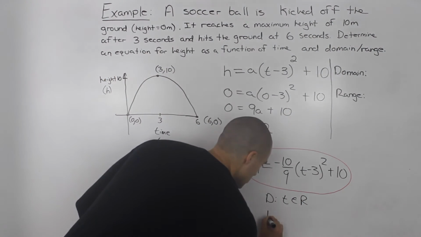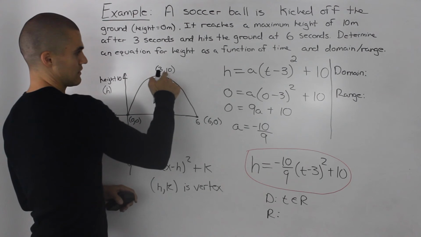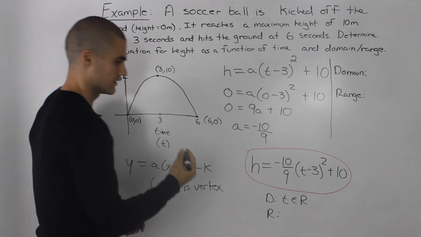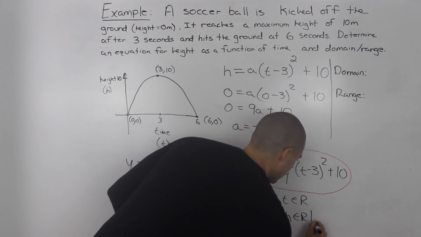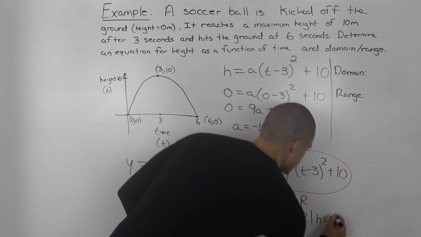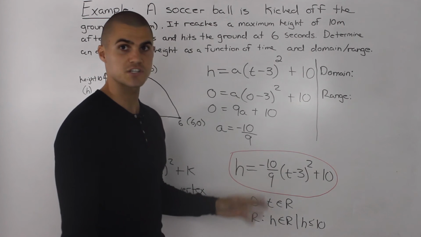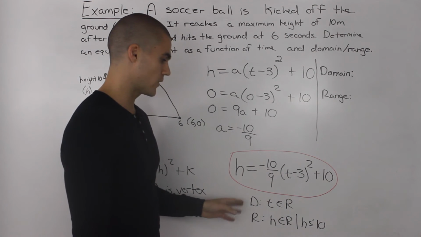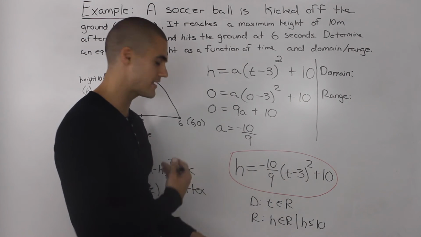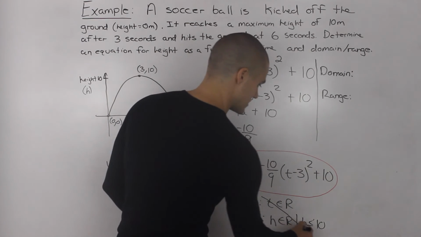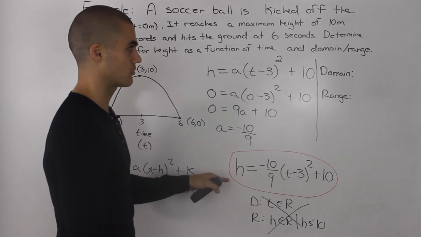And then the range would be all y values that are less than the vertex of 10. So the h value can take anything, however h has to be less than or equal to 10. However, since there is a scenario attached to this function, we're not just dealing with the abstract case. We have to be a little bit more restrictive with the domain and range because time can't be negative and height can't be negative either. So this domain and range that we put for this abstract parabola would not be good enough.